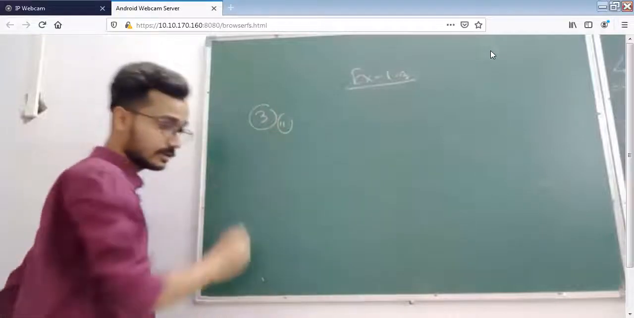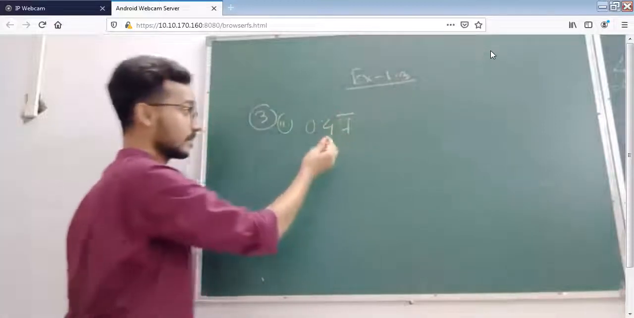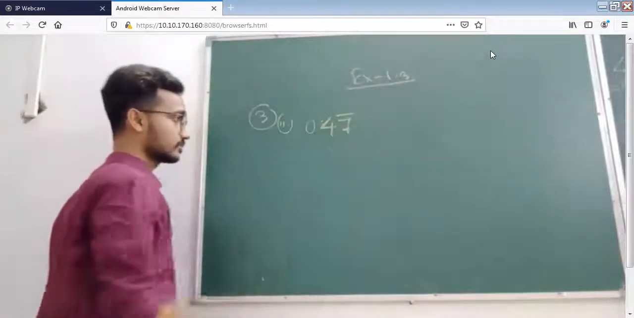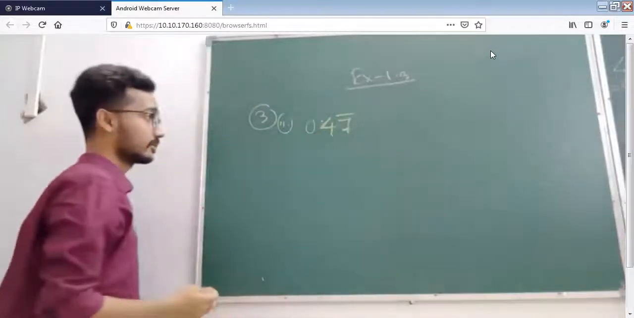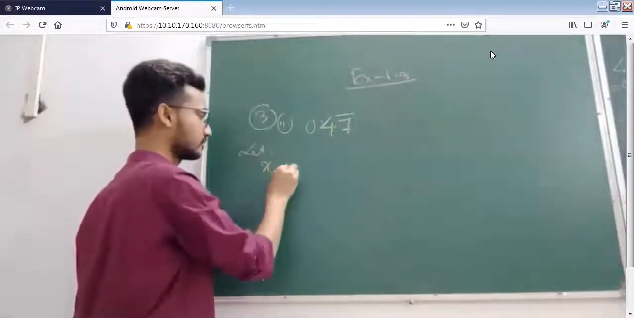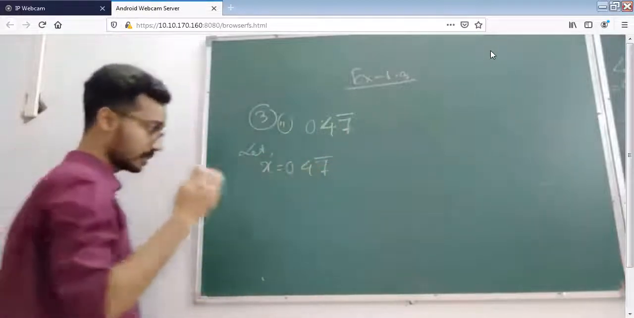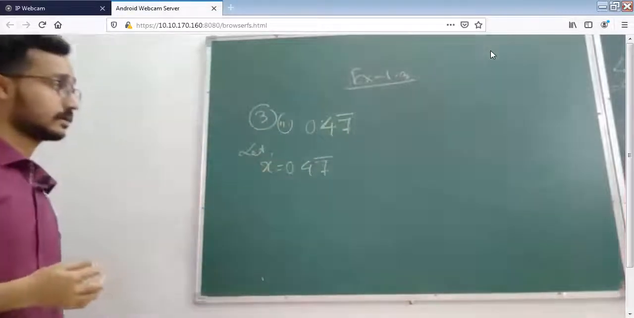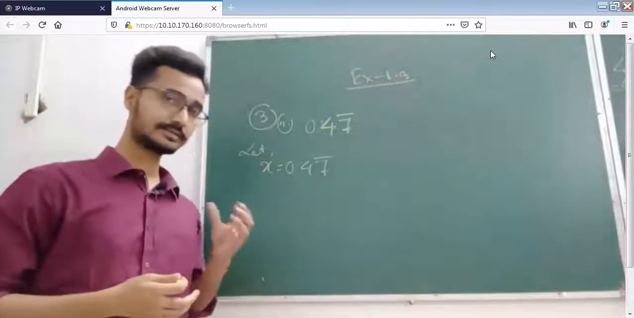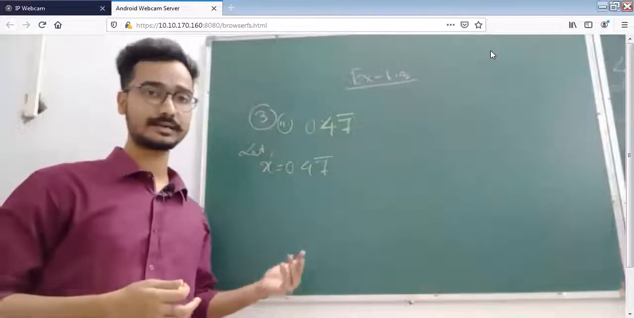Then you have to show that 0.47 bar, now see, the bar is not above 4, it is only above 7, in the form of p by q. So again, you have to write: let x equal 0.47 bar. When solving this question, I have already told you that you have to multiply by 10, 100 or 1000, but this depends upon how many digits the bar is over.